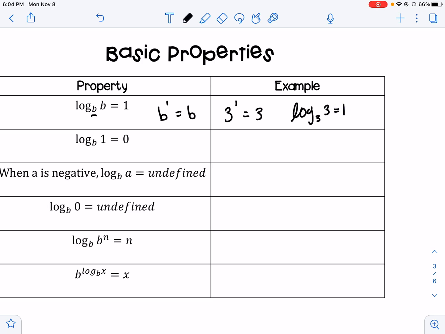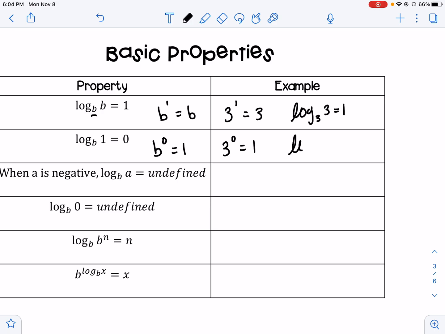Similar here, if we were to rewrite this one in exponential form, we're going to get b to the 0th equals 1. Well, anything to the 0th power equals 1. Once again, if we do that in the examples column, we can say 3 to the 0th, when we know anything to the 0th power is 1.